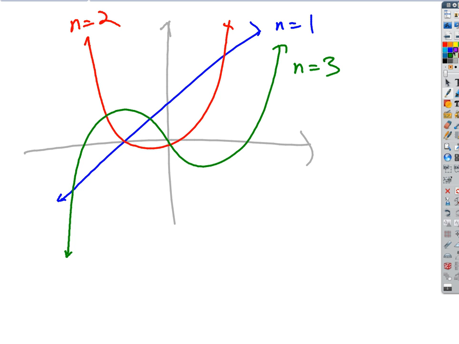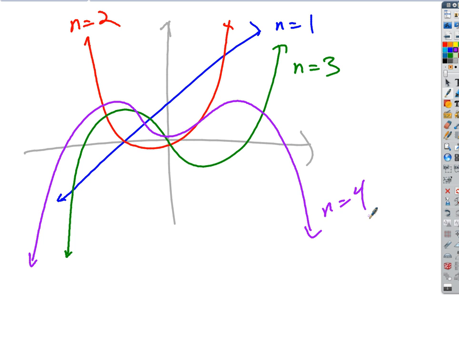What about n equals 4? Well, n equals 4 might look like this, for example. Do you see a trend? What's the trend? Well, the higher you go up, the more humps they have. Okay, that's one thing. The higher you go up, the more potential humps the parabola has. We call those minima and maxima. Okay, a minimum would be a valley, a maximum would be a peak.